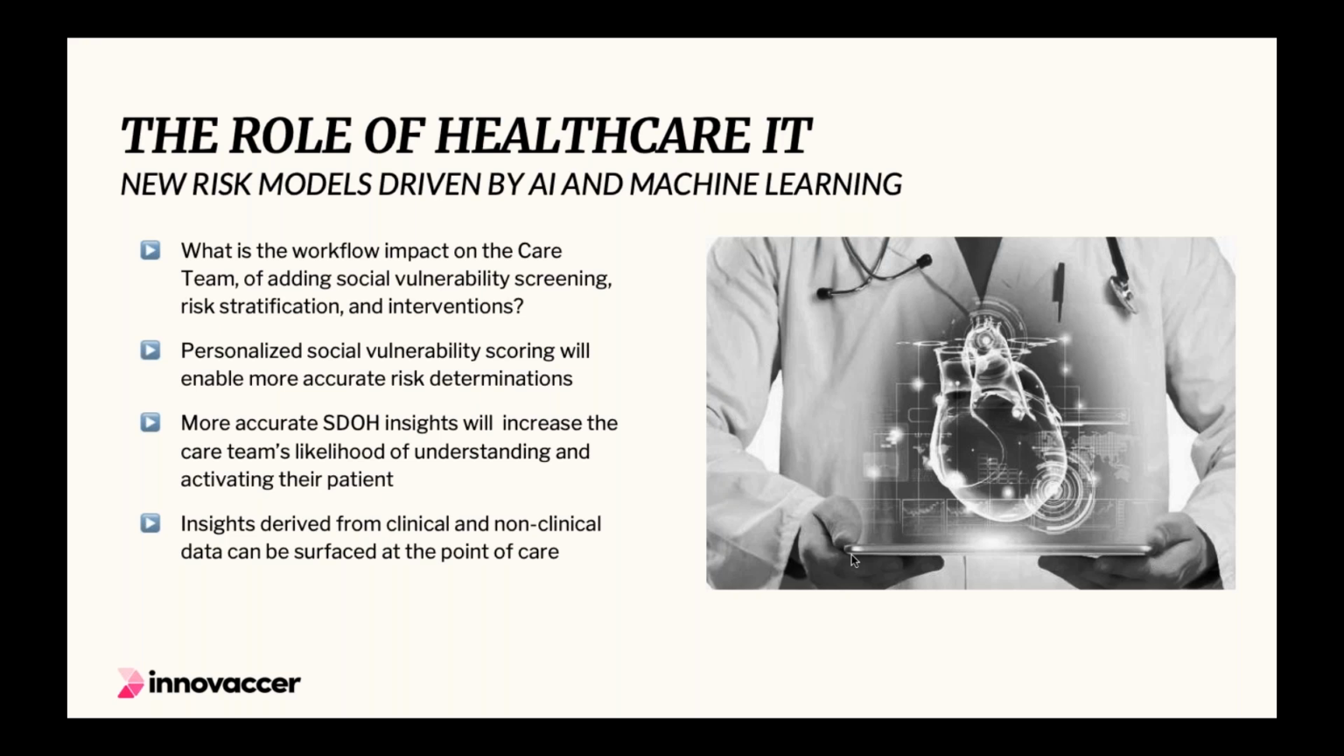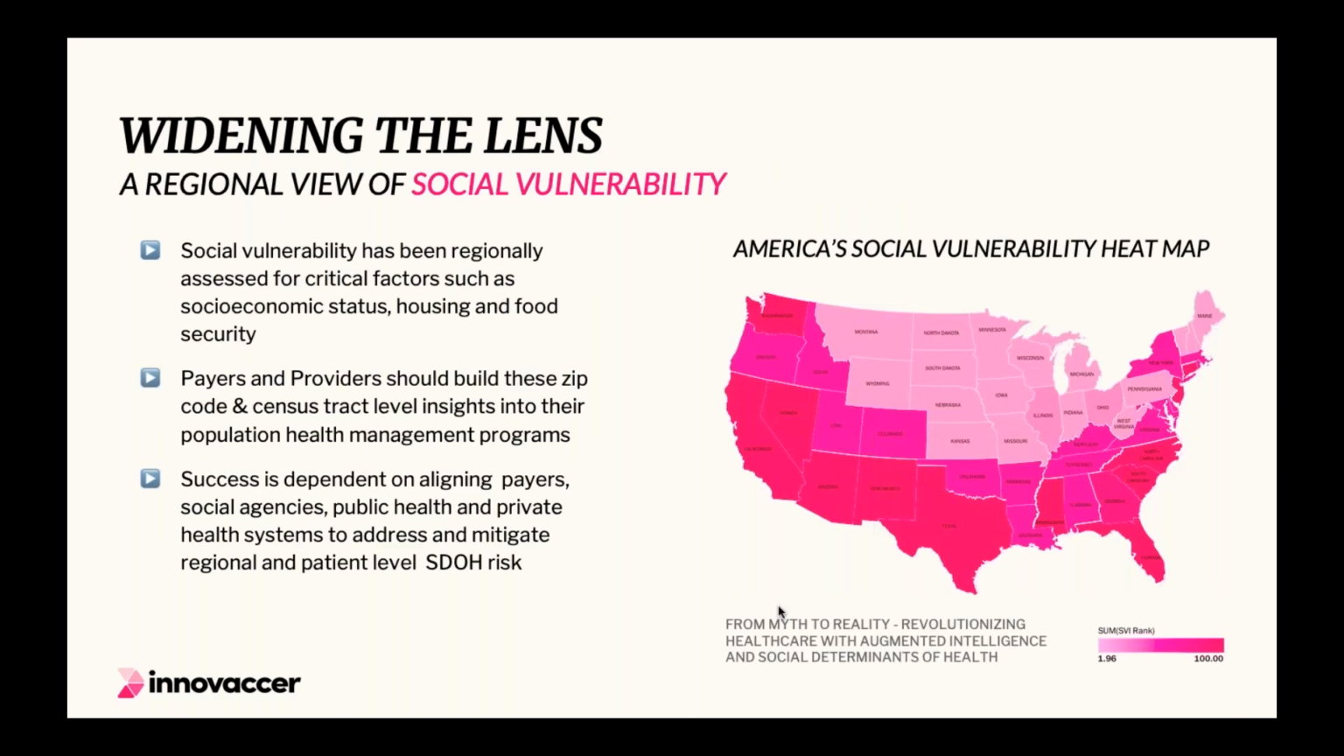We've done a lot of work at Innovaccer here in trying to present information and insights into the workflow, and I think that's been very helpful. I know at Humana, you've done similar things around how you bring social vulnerability data down to the level of a zip code or a census tract. How has that been helpful for your collaboration with community agencies and identifying patient level risk?